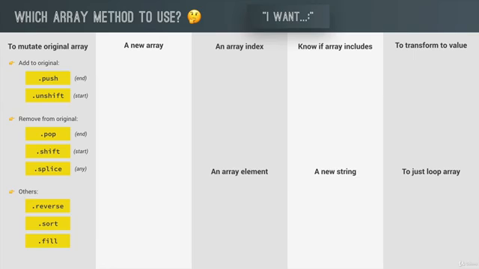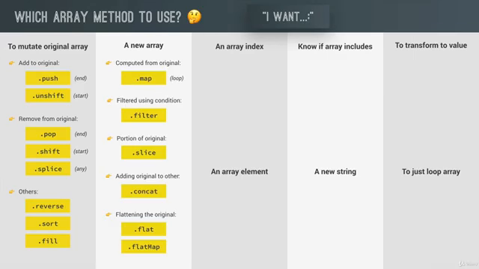So if instead we want a new array, then we can use one of these methods. If we want to calculate a new array from the original, then we use the map method. And this one we use all the time, as it loops over the original array and creates a new one based on that. We can also create new arrays by filtering for a condition or by taking a slice of the original array. We can also concatenate 2 arrays and create a new array based on that. And finally, we can flatten the original array using flat and flat map.